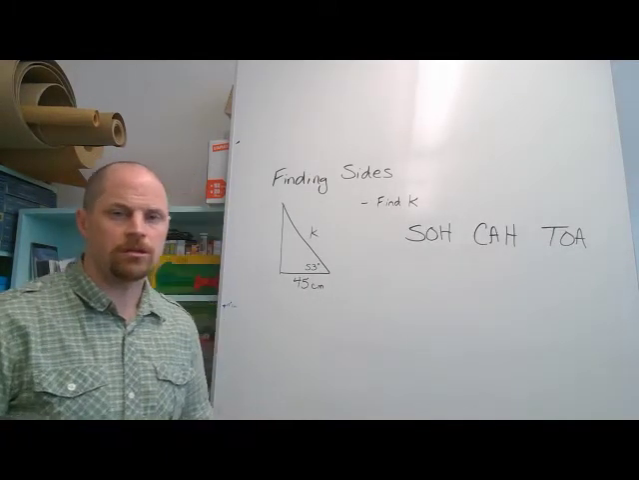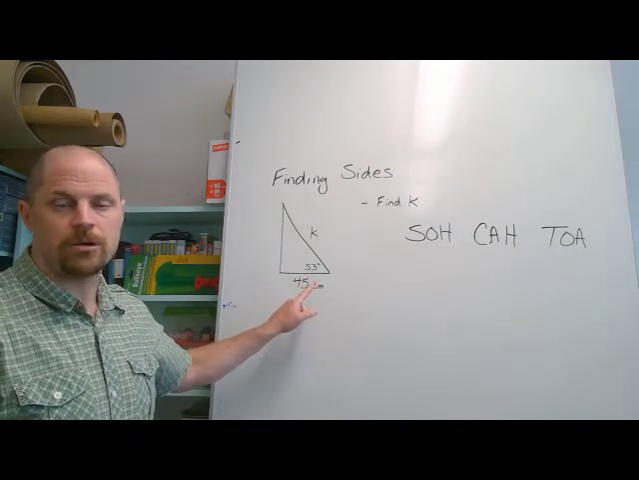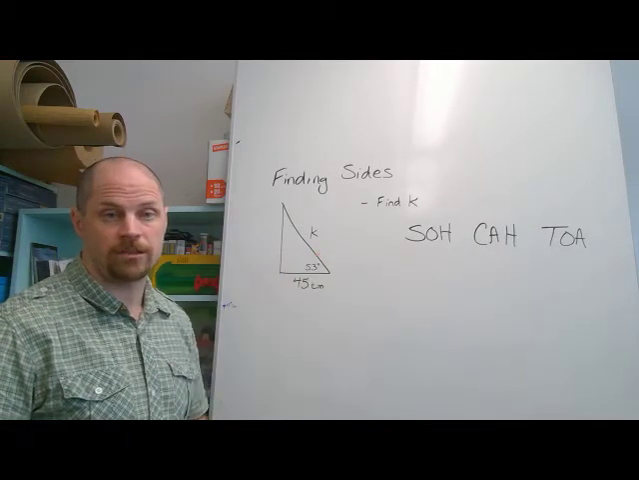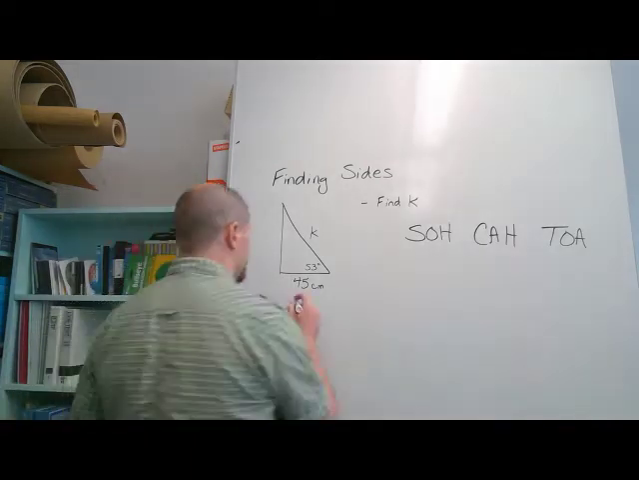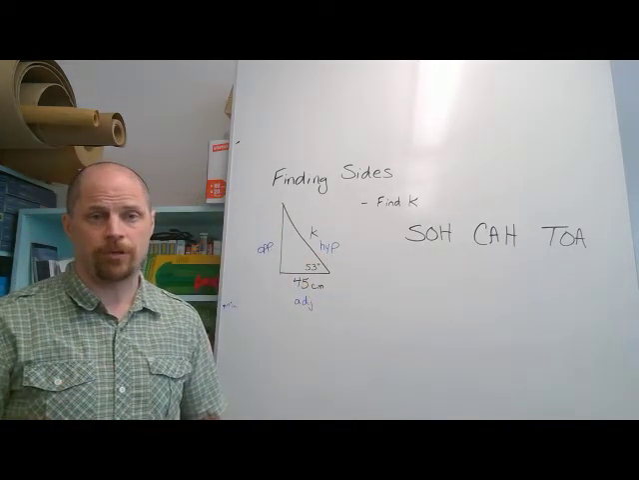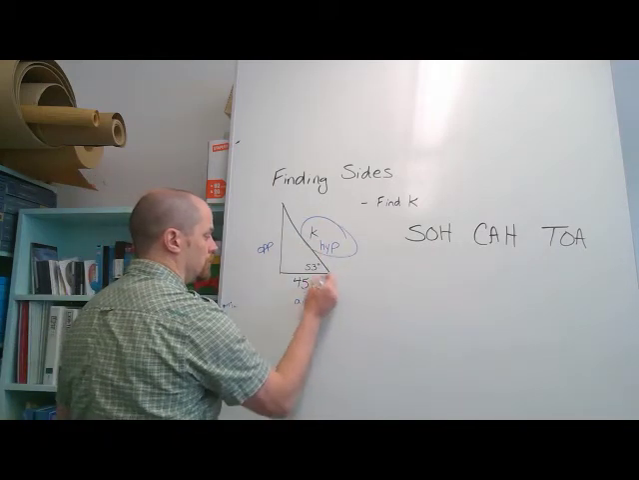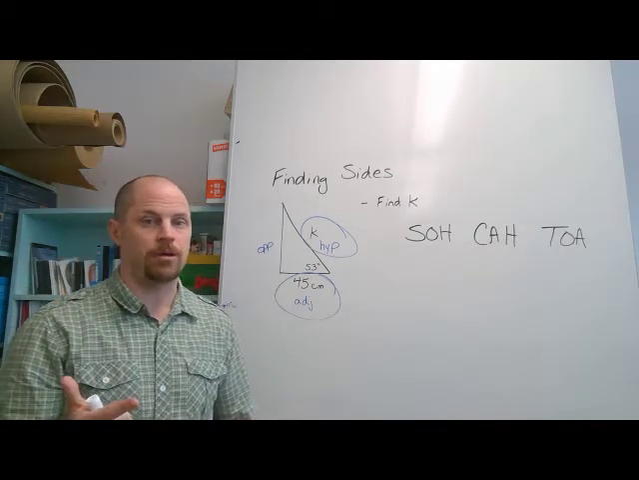So our first question to look at is this triangle here. We have a 53-degree triangle. This side is 45 centimeters, and we're asked to find K. So remember the steps. Step one, label the sides. Then we have to pick a formula. So if you look at it carefully, we have the adjacent and we need the hypotenuse.